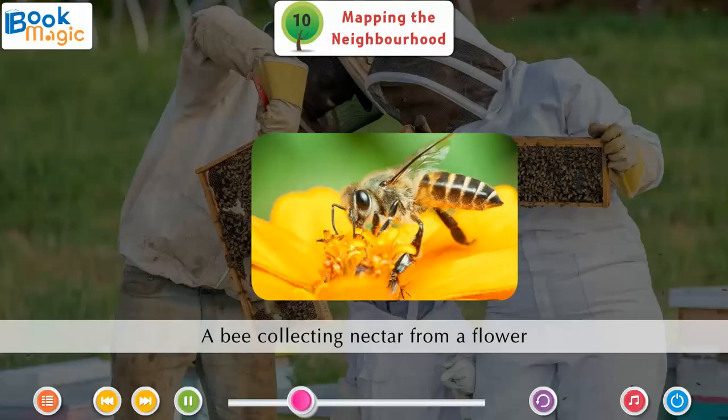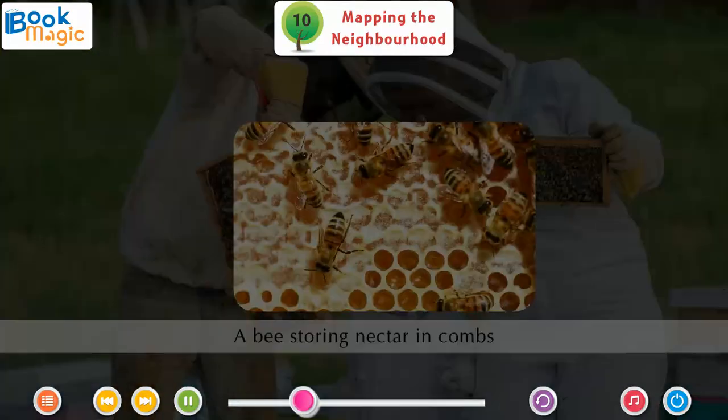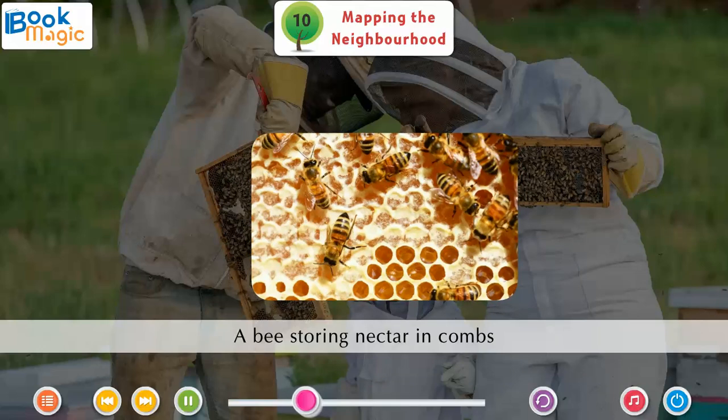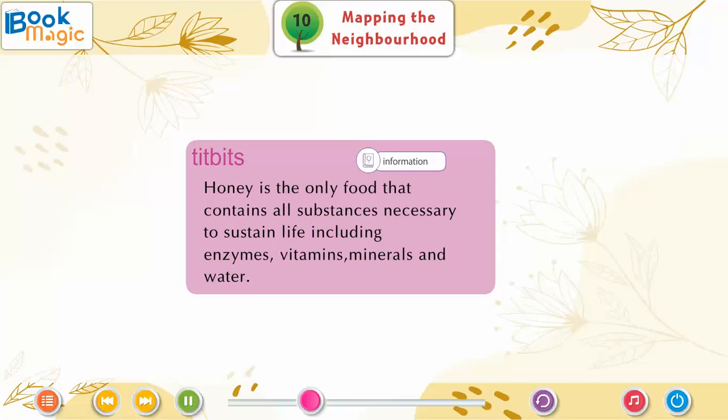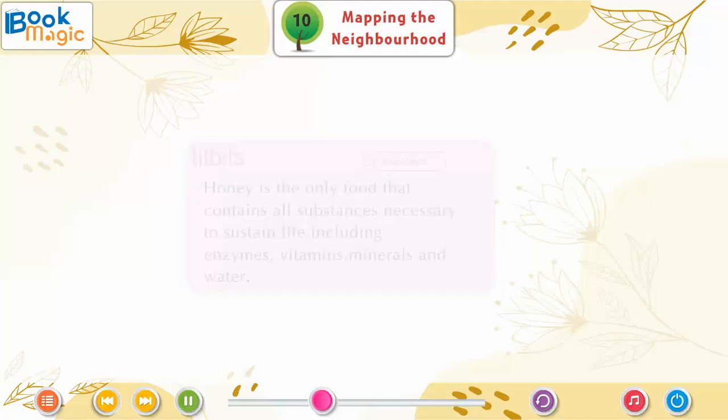A bee collecting nectar from a flower. A bee storing nectar in combs. An apiary. Tidbits. Honey is the only food that contains all substances necessary to sustain life, including enzymes, vitamins, minerals, and water.